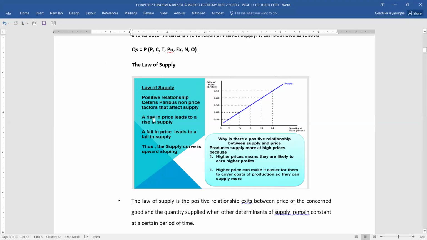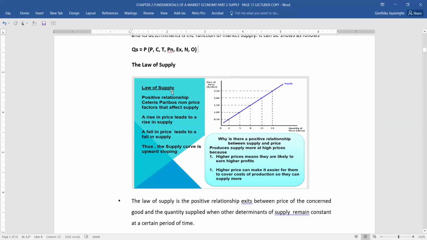What is meant by ceteris paribus? It's an assumption. That means holding other factors constant. You consider price as the only determinant in this case. So it says if you are a rational supplier, at higher prices you tend to supply more, and at low prices you tend to produce less. This doesn't have to start from the origin, but you can see it's an upward sloping curve.